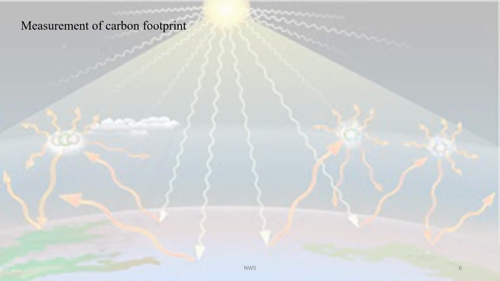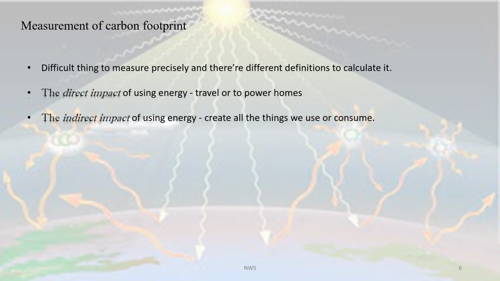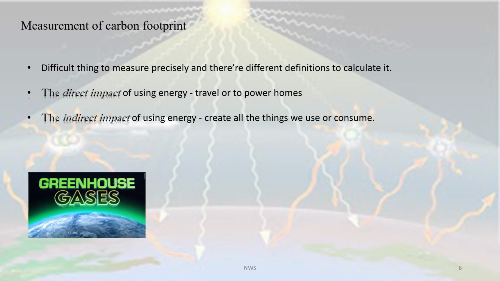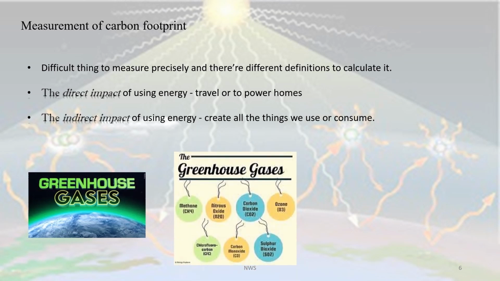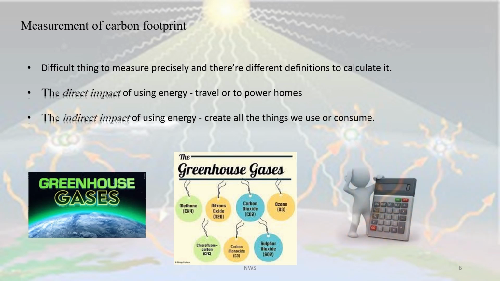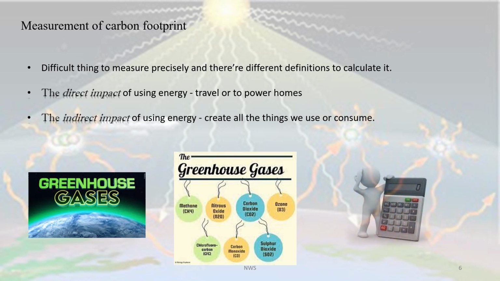Measurement of carbon footprint. If you want to work out your own carbon footprint, you need to know the amount of greenhouse gases you are responsible for creating. It's a difficult thing to measure precisely, and there are different definitions about how to calculate it. Roughly speaking, there is the direct impact of using energy when we travel or to power our homes, and there's the indirect impact used to create all the things we use or consume.